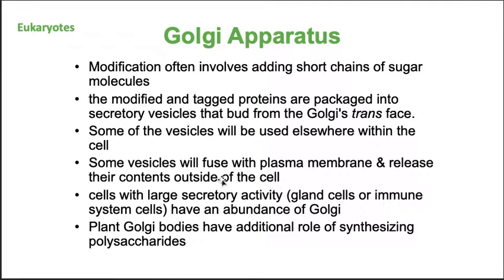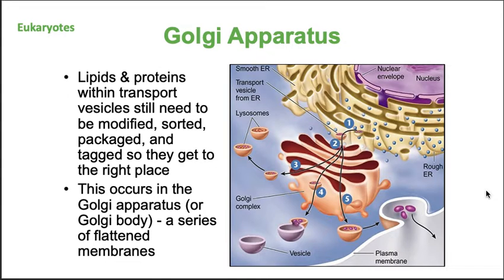A little bit more about the Golgi apparatus. Modification often involves adding short chains of sugar molecules. The modified and tagged proteins are packaged into vesicles that bud from the Golgi's trans face. So here, I don't think it's labeled, but you have the cis and then you have the trans. So they all come in on one side and leave on the other side.